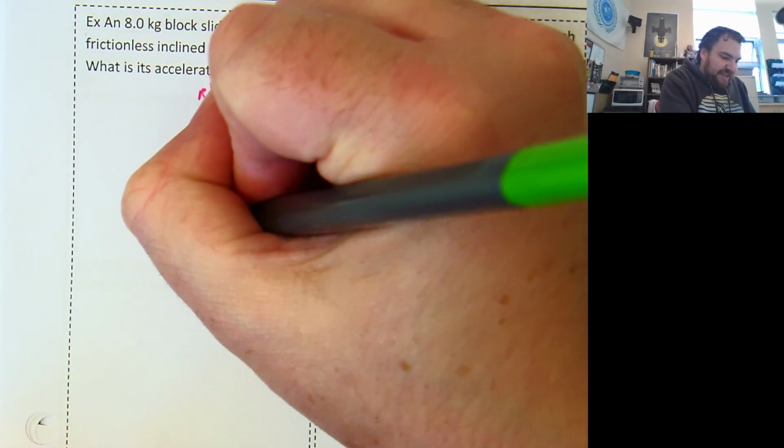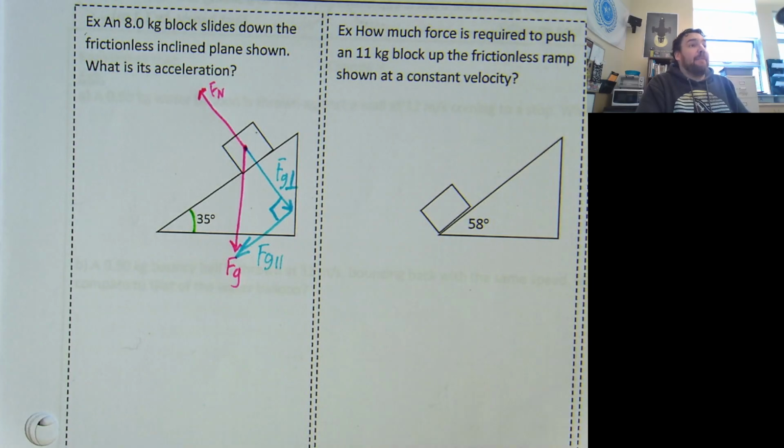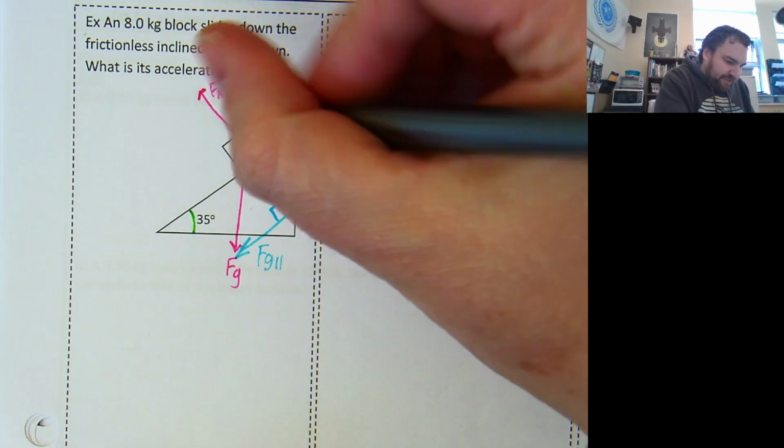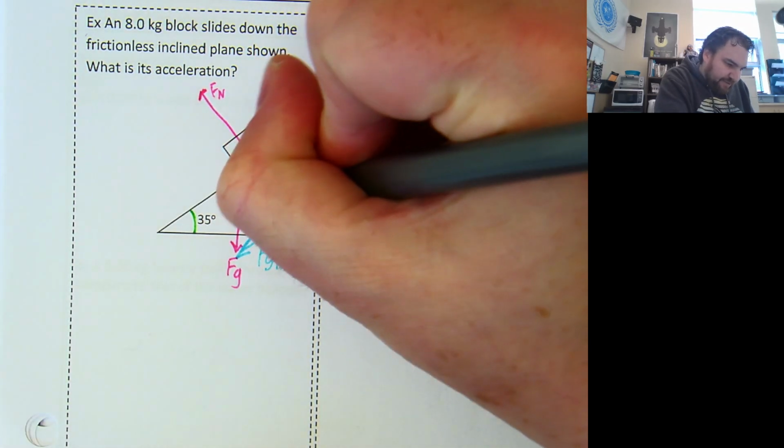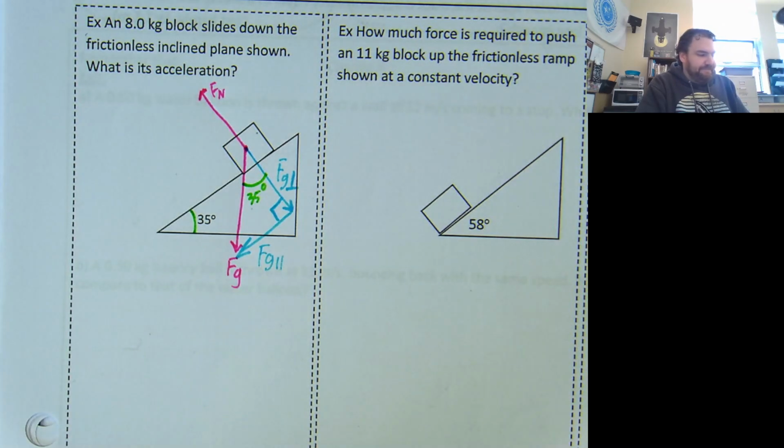This is the angle of the incline. That's 35 degrees. And I'm hoping I have successfully convinced you that if this angle is 35 degrees, then this one here must be 35 degrees as well. And so that's the picture.